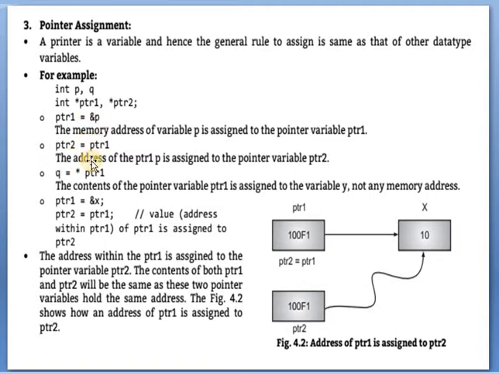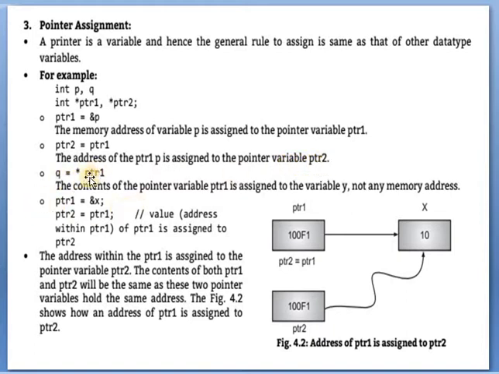Now in the second statement, ptr2 = ptr1. This ptr1 contains the address of the variable p, and now we are assigning this address to ptr2. The address of the variable p is going to be stored into ptr2. So the address in ptr1, the address of p, is assigned to the pointer variable ptr2.